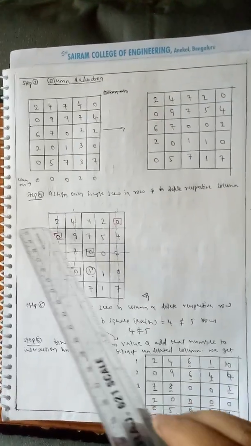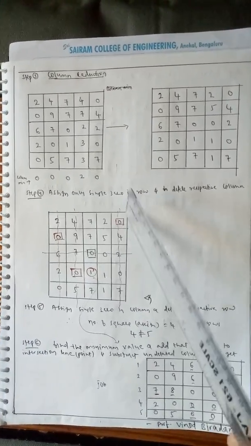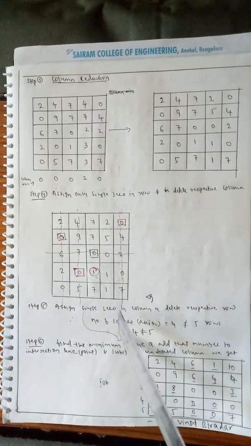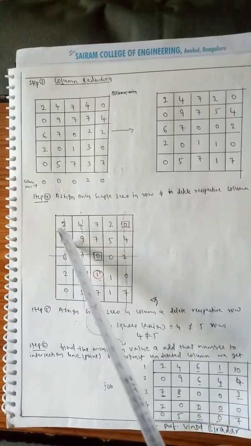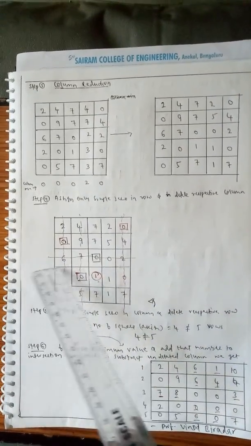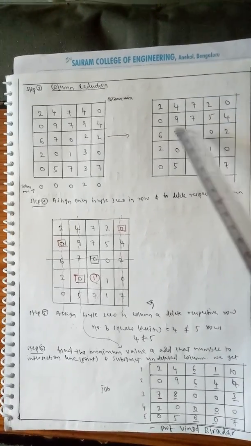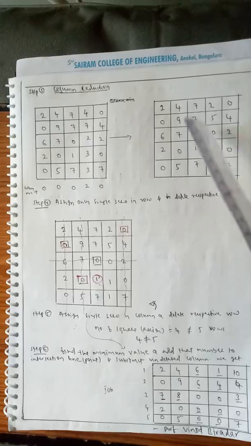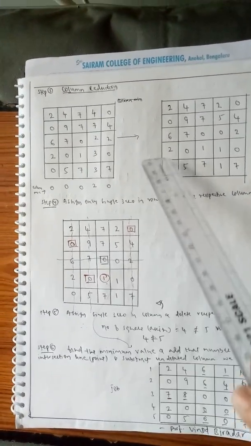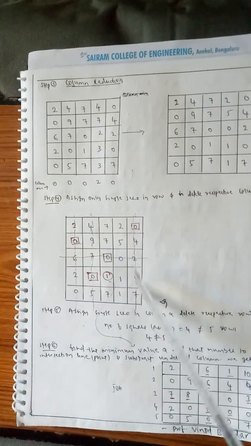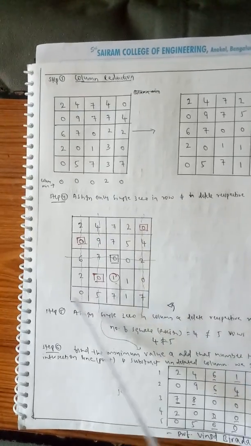Look at the first row, only a single zero is there, assign it here with the assignment symbol, and delete the respective column. Come to the second row, here also only a single zero is there, assign that box and delete the entire row. In the third row 2 zeros are there, so don't assign, we want only a single zero. In the fourth row also 2 zeros are there. After deleting, here only one single 0 remains, so assign this 0 and delete the entire row.